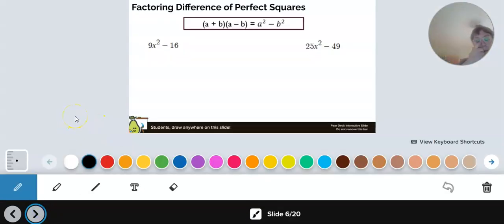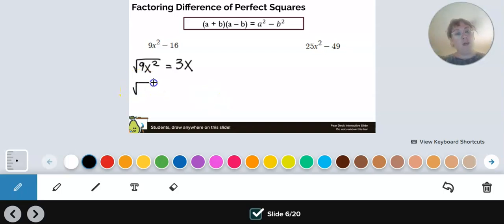Let's go to slide 6. 9x squared minus 16. So the square root of 9x squared. The square root of 9 is 3. The square root of x squared is x, right? 3x times 3x gets us 9x squared. The square root of 16 is 4. So here's our a and our b, so now we can just plug it in. So we have 3x plus 4 times 3x minus 4.